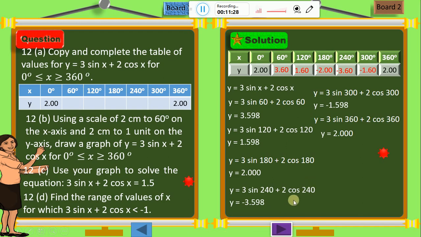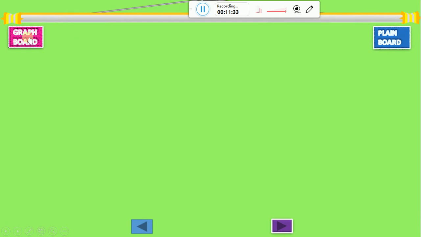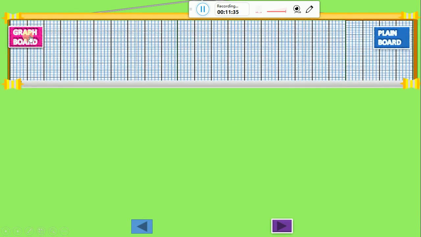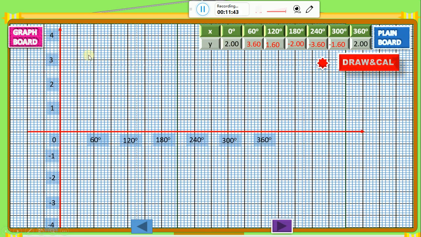Then the next thing we are going to do is to go to the graph board for plotting of the graph. We roll down the graph board, then draw our axis. That's the scale: 2 centimeters is equal to 1 unit on the y-axis, and 60 degrees on the x-axis. Then we're now going to plot the points. The first point we are going to plot will be this. So we click that point.